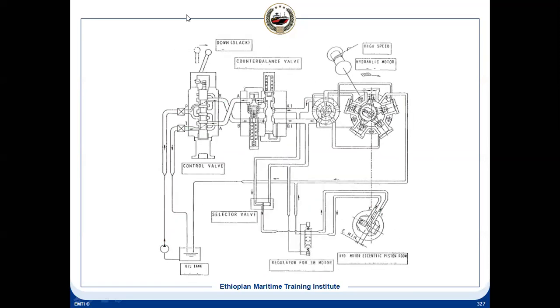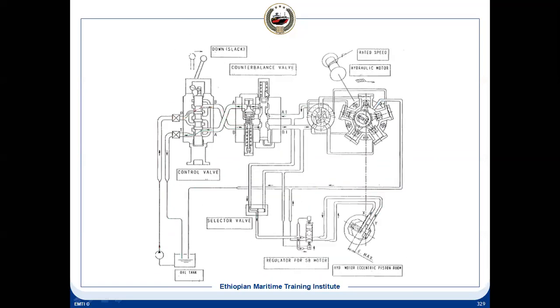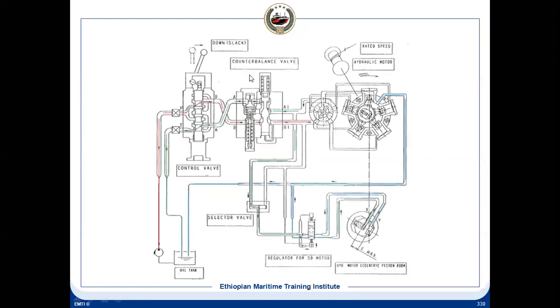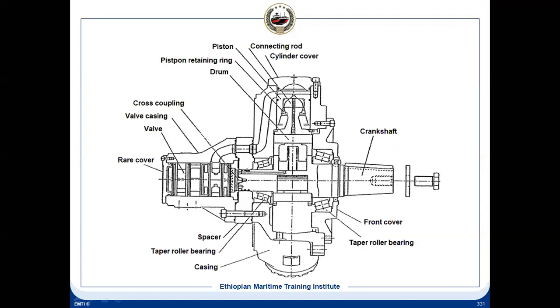Now when you move to the downward direction, what will be the flow? In the downward direction, this will be the flow. So the flow direction will change, and the motor will rotate in the opposite direction. Now P and B are connected, A and T are connected. So the direction of rotation has changed. Now let us see the other part, how you change the speed.